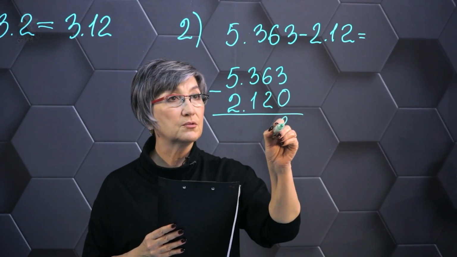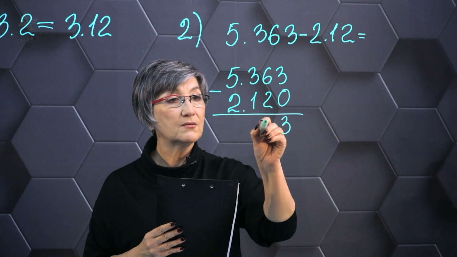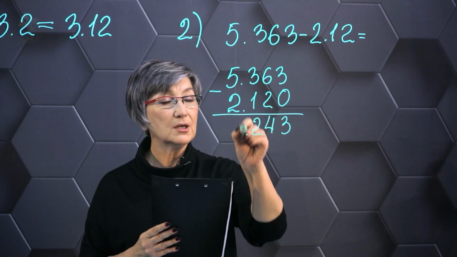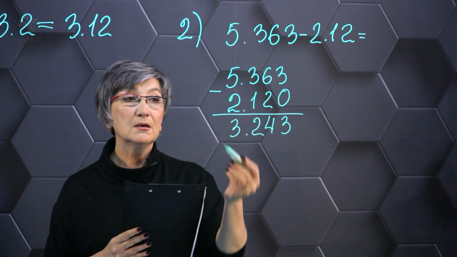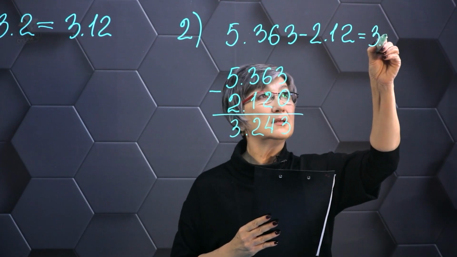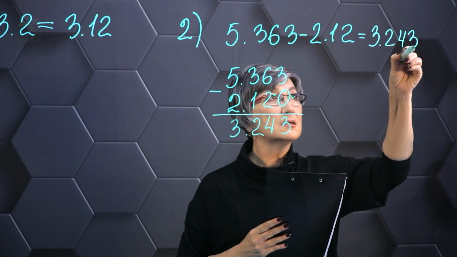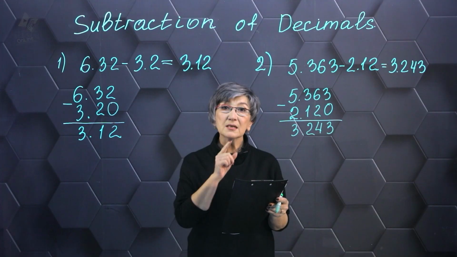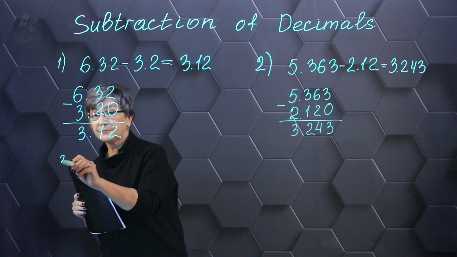3 minus 0 would be 3. From 6 subtract 2, it would be 4. 3 minus 1, 2. Period. 5 minus 2 is 3. So I ended up with an answer of 3.243 thousandths. As you can see, there is nothing complicated. And let's look at one more example.